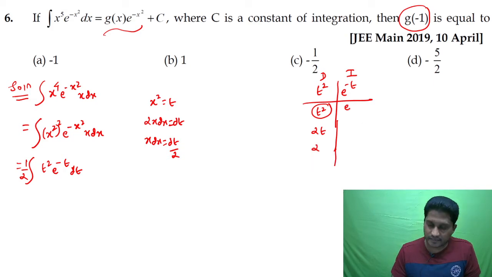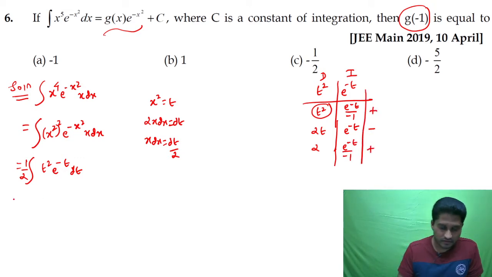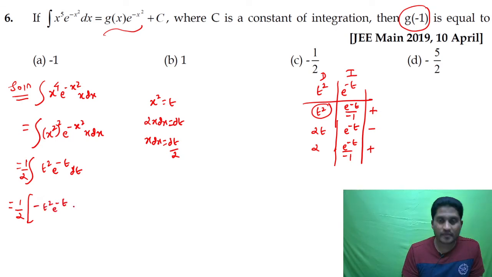Integration of e power minus t is e power minus t by minus 1. Again e power minus t by minus 1 will be e power minus t. Again if I integrate, integration of e power minus t is e power minus t by minus 1. The signs will be plus, minus and plus. So this is equal to half of, now if I multiply row wise, it will be minus t square e to the power of minus t, again minus 2t e to the power of minus t, and then minus 2 into e power minus t and plus c.